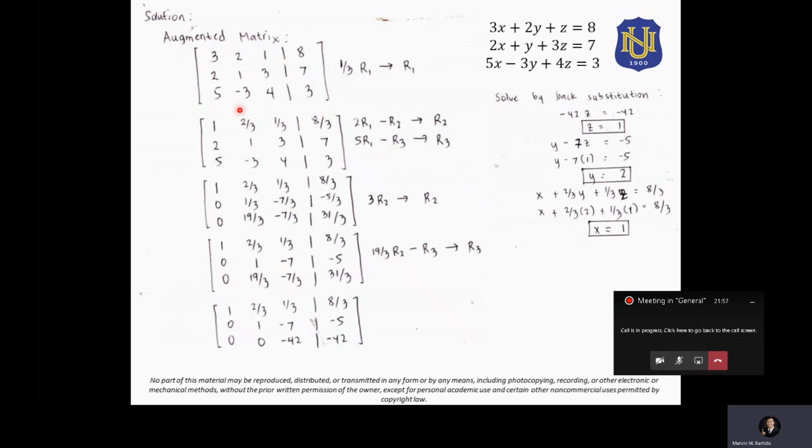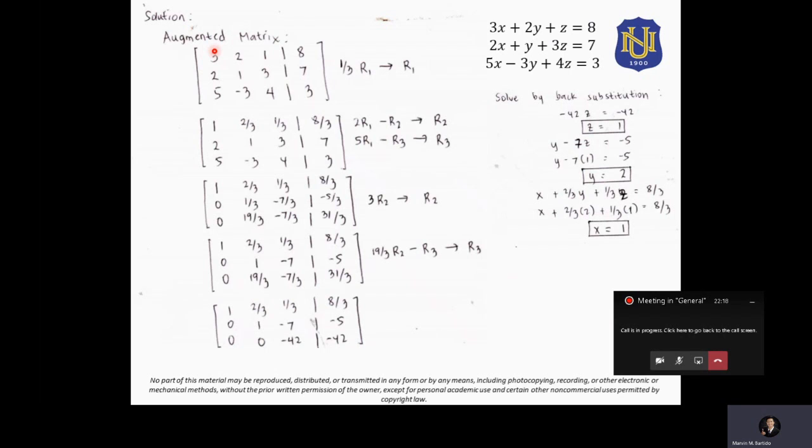So we have here the coefficients, yung coefficients nung equations natin. And then at the right side, yung mga constants natin. Okay, so yung first step natin, kailangan daw yung leading element ay 1. Ngayon, kung yung leading element natin is not 1, meron kang dalawang choice.